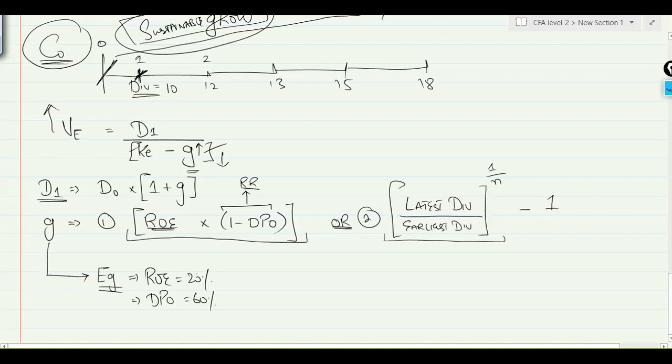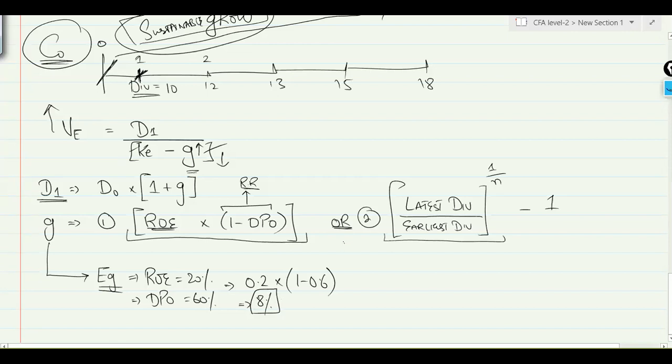Using the first formula, how do you compute the growth rate? Very simple. Return on equity is 0.2 multiplied by 1 minus 0.6. Sorry, 0.4 into 0.2, which is 0.08. So the answer is 8%. This would be used as growth. If such data is given, use the first formula.